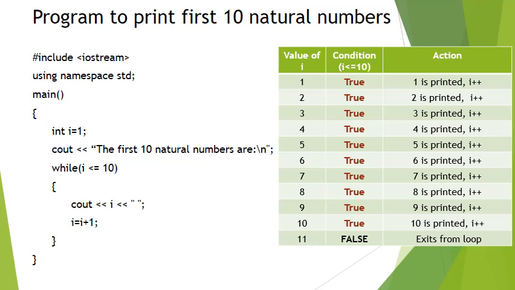Again it will check the condition 10 less than or equal to 10. Yes, the condition is true. Again it will print the value 10 and i is incremented by 1. Now the new value of i becomes 11. Again the condition is checked: 11 less than or equal to 10. No. Now the condition becomes false. So it will exit from the loop.